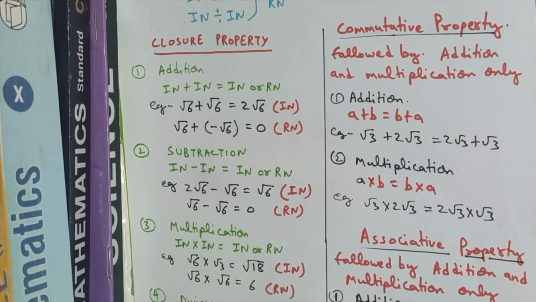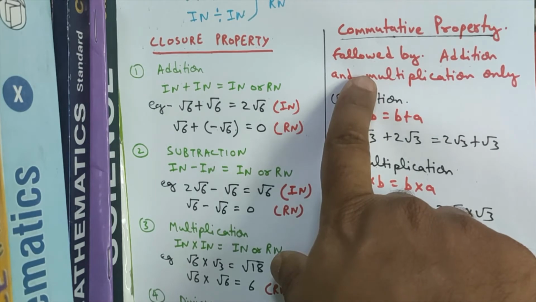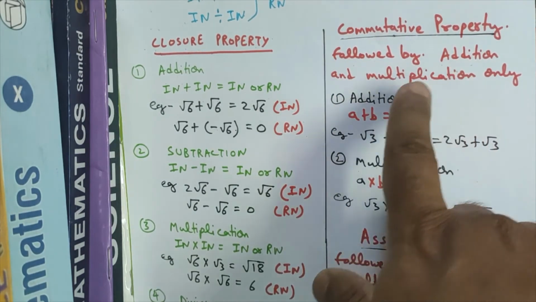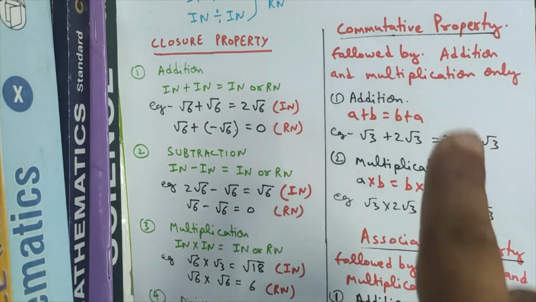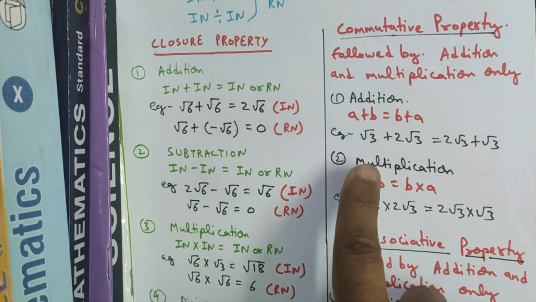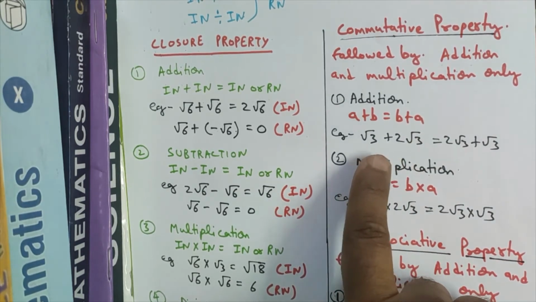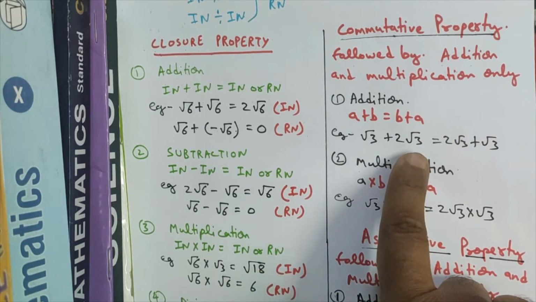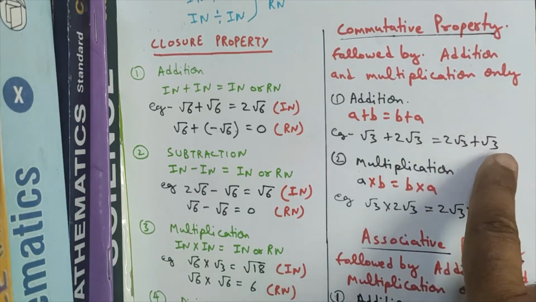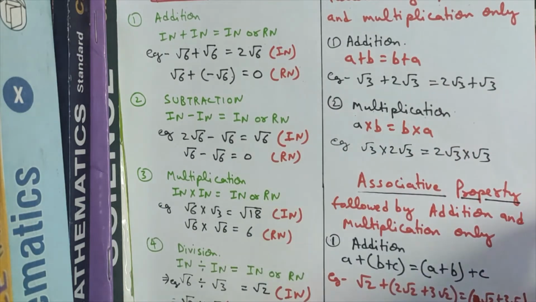Okay, now we come to the commutative property. The commutative property of irrational numbers is followed by addition and multiplication only. For example, a plus b will be equal to b plus a. First example, root 3 plus 2 root 3 will be equal to 3 root 3, and 2 root 3 plus root 3 will also be equal to 3 root 3. So both are equal. So it is followed by addition.